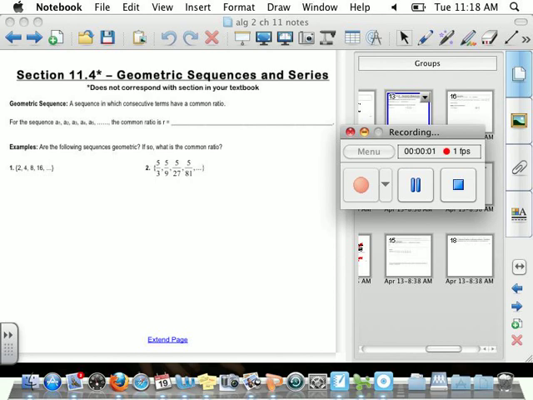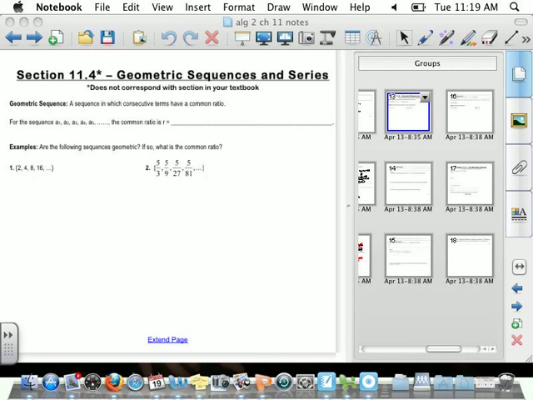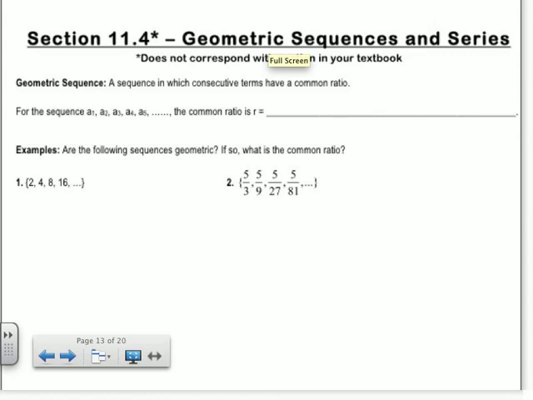Okay, so section 11.4 is on geometric sequences and series. So we've talked about the arithmetic sequences and series. So arithmetic, add, geometric is going to be multiply. Okay, so a geometric sequence is a sequence in which consecutive terms have a common ratio.